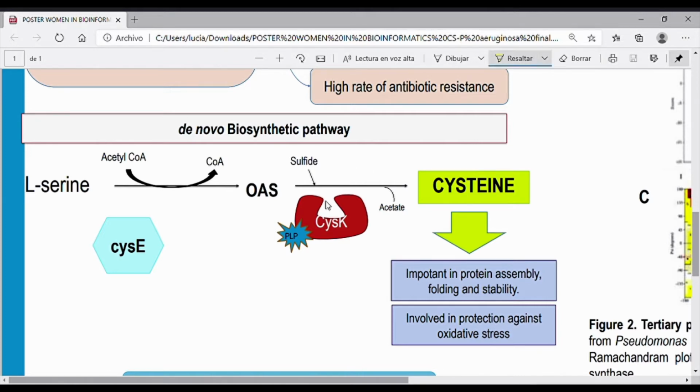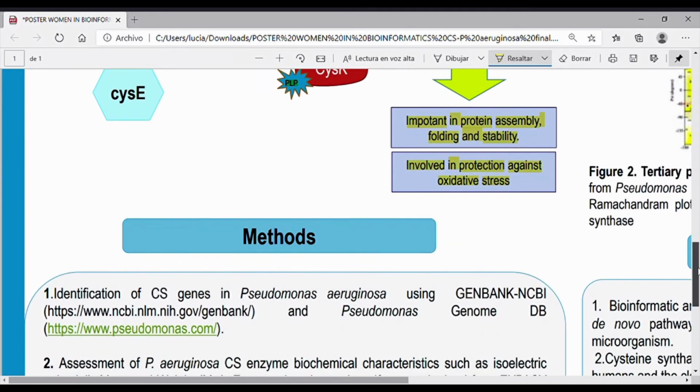Cysteine synthase acts with some cofactors such as pyridoxal phosphate and sulfides to obtain cysteine, which is essential in the structure, folding, and assembly of proteins, and is also a basic block for the synthesis of thiols in parasites and bacteria, important in the protection against oxidative stress.